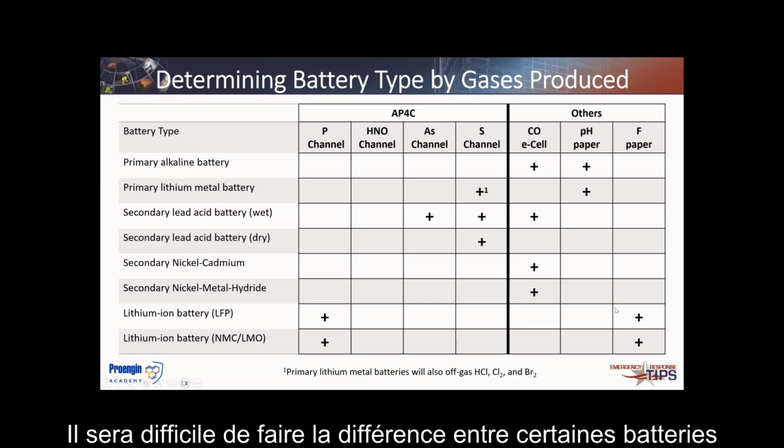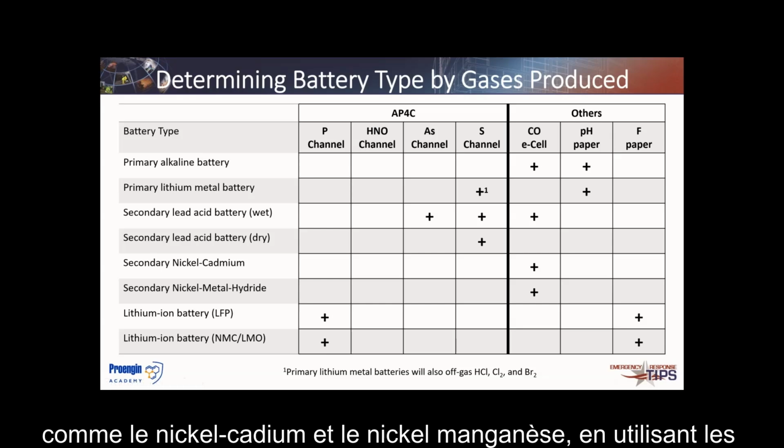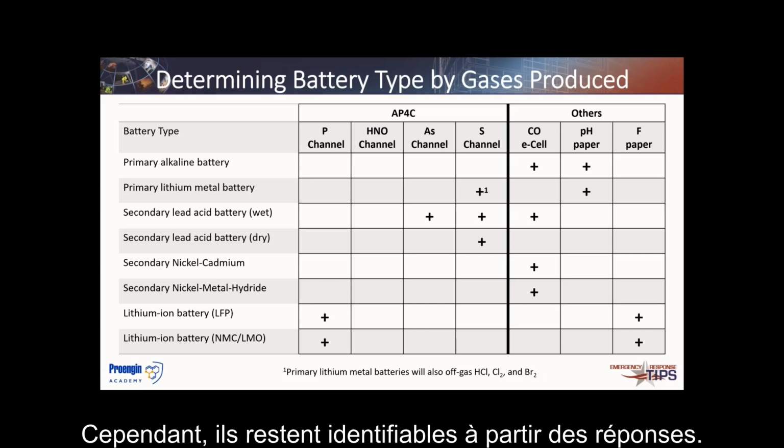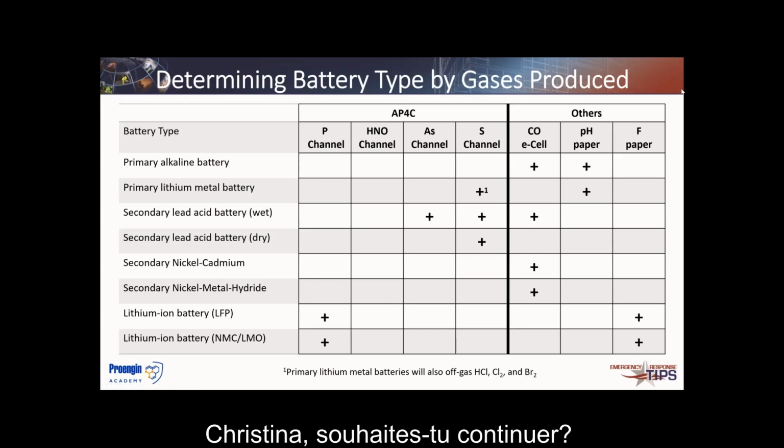The one that will be hard for us to delineate between, other than on the E cell, because of the hydrogen, is the nickel cadmium and nickel metal hydride, to identify between both of those. But those basically are still identifiable from the response on there. You want to continue on, Christina?